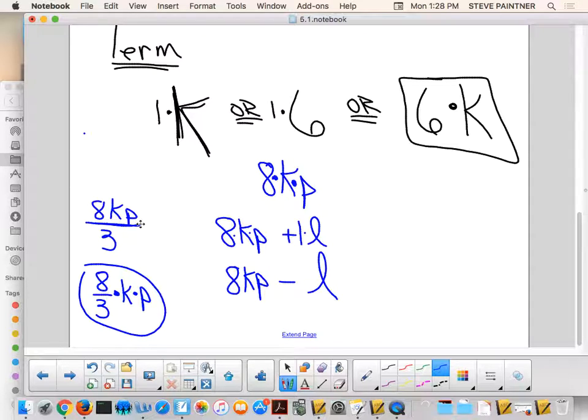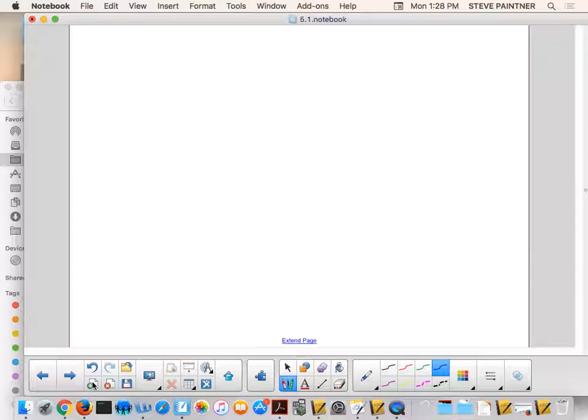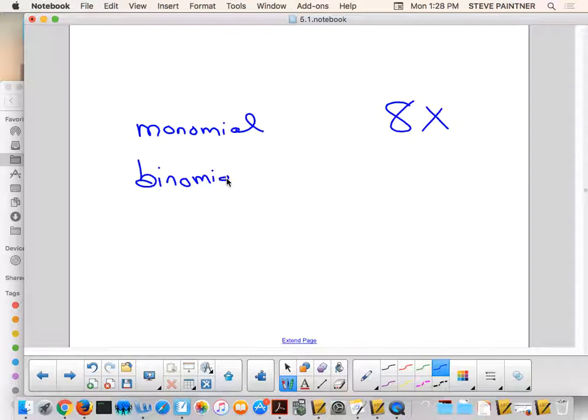Monomial, binomial, trinomial. I've been using those words at you all year. Monomial is 1 term. Binomial is 2. Trinomial is 3. Okay, so let's throw some quick examples down. What's a monomial? Anybody want to just throw one up? 8x. 1 term. 8x, okay? And then what's a binomial? 8x plus 6. Or negative 10x minus 12. Something like that.